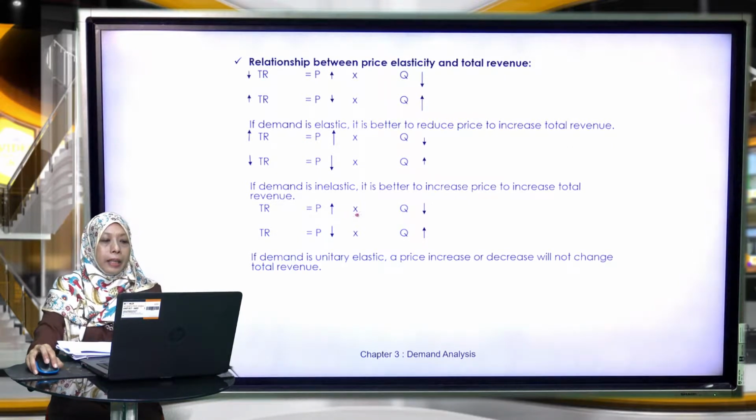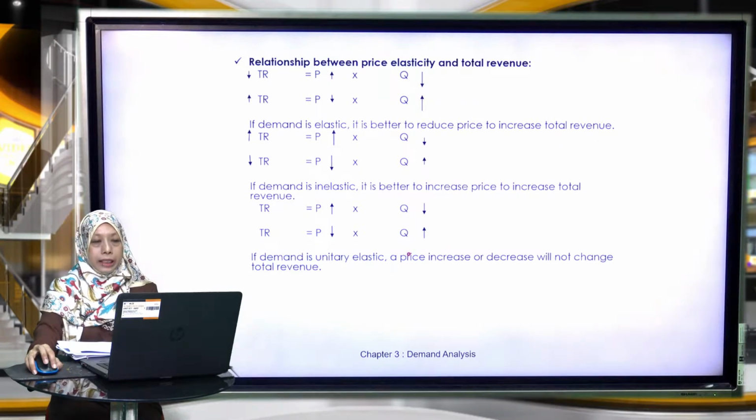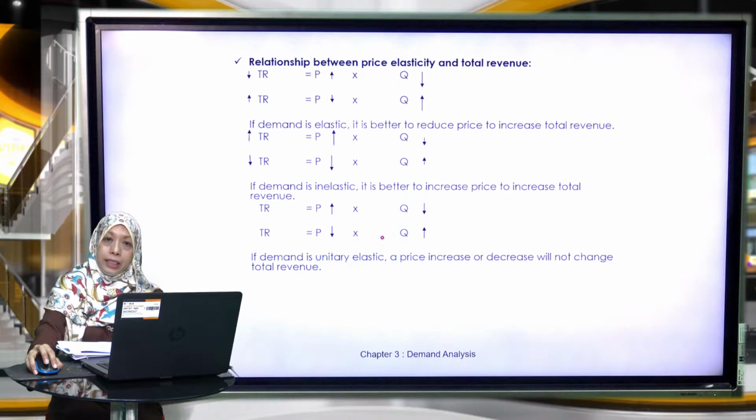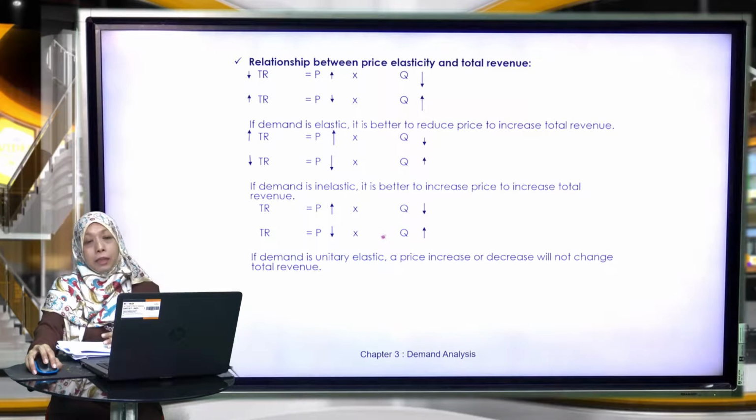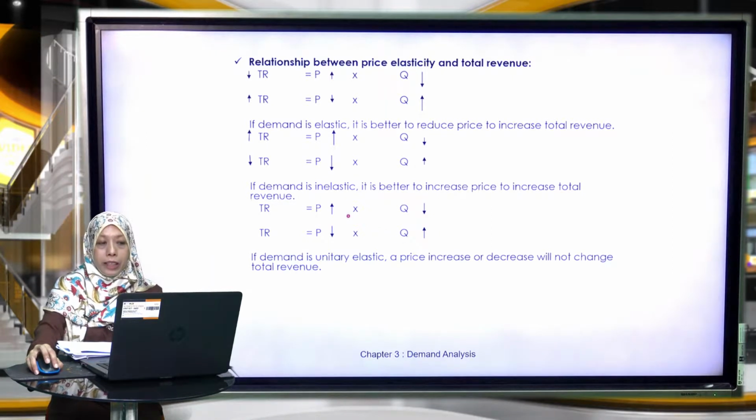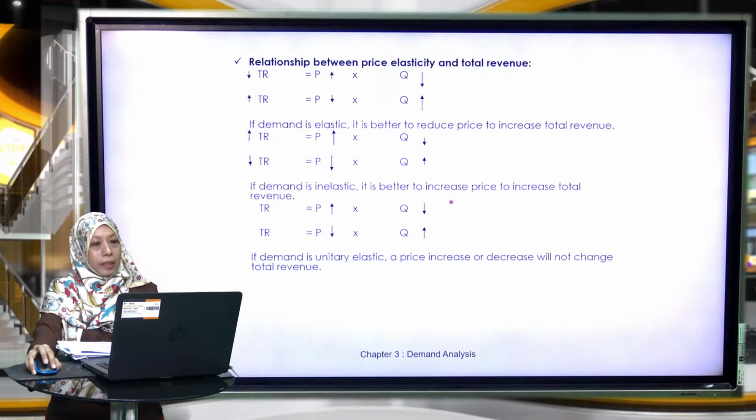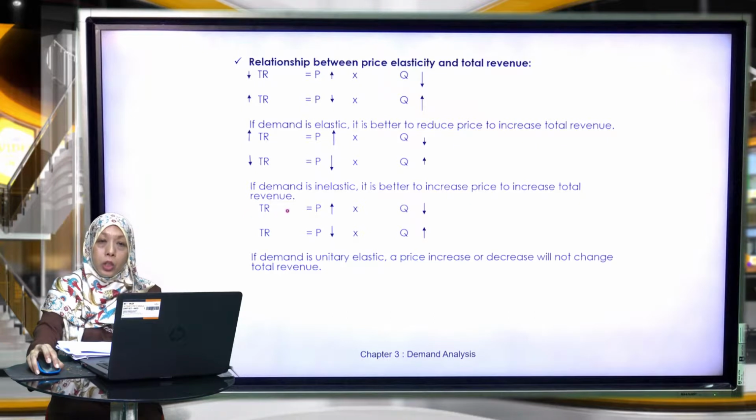All right. Now let's look at the last case whereby demand is unitary elastic. What is unitary elastic demand? This is the case whereby the percentage change in price is the same as the percentage change in quantity. So if, let's say, price increased by 10%, quantity demanded will also fall by 10%, and there will be no effect on total revenue. The same goes if you introduce a 10% price discount, quantity demanded will increase by 10%. So again, there will be no effect on total revenue.